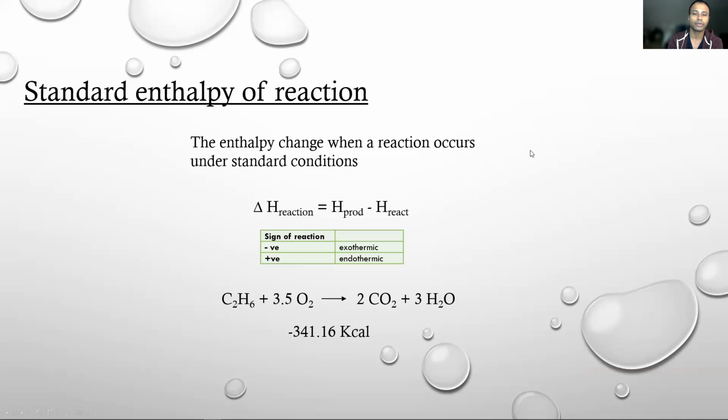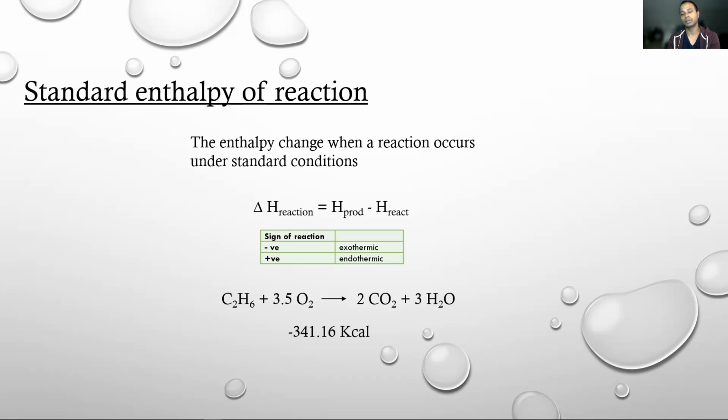So the standard enthalpy of reaction is the enthalpy change when a reaction occurs under standard conditions, which is to say 298.15 Kelvin temperature and 1 bar of pressure. And the way we calculate the enthalpy of reaction is that we first take the enthalpy of products that are formed, and then we take the enthalpy of reactants and subtract them, and the resultant is the enthalpy of reaction. If we get a negative quantity, that means it's an exothermic reaction, so the heat is liberated. If we get a positive quantity, it means it's an endothermic reaction, so the heat is absorbed.